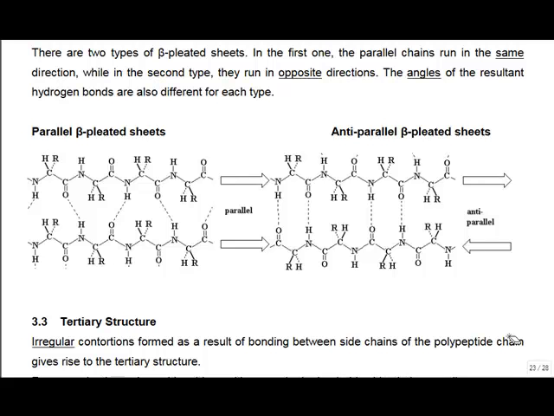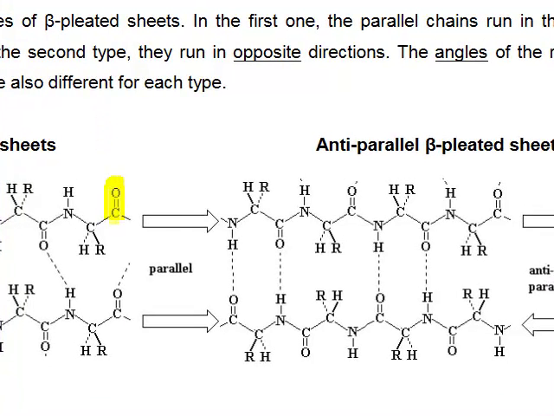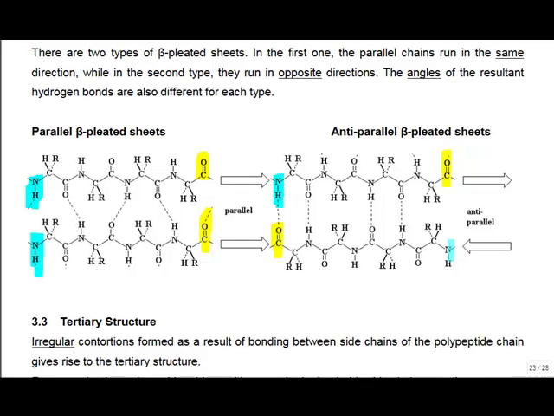In order to see which is parallel and which is anti-parallel, we first have to identify the C-terminus as well as the N-terminus of each polypeptide chain. So I'm going to shade the C-terminus of the polypeptide chain in yellow, and the N-terminus in light blue. As you can see from the diagram that I've just shaded, for the parallel chain, the C-terminus and the N-terminus are in the same direction, whereas for the anti-parallel beta pleated sheets, they are in opposite directions.